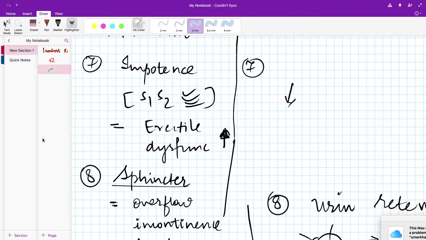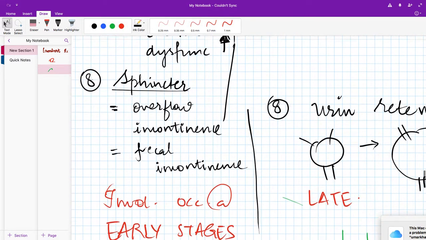The impotency, that means erectile dysfunction, will be here, because the conus medullaris has all the sacral segments, so S1 and S2 have high chances of being involved, and so erection, that is parasympathetic, S1 and S2 will be involved. Here, in very few cases there will be impotency.